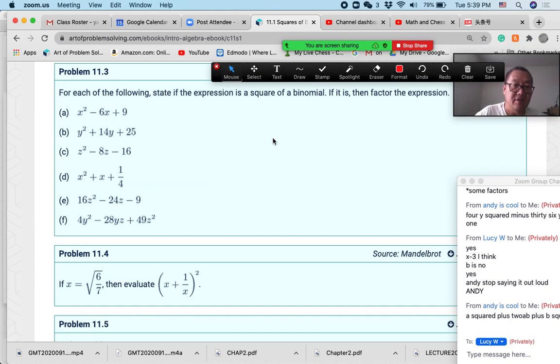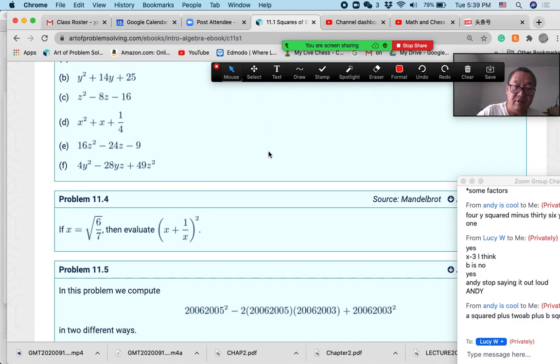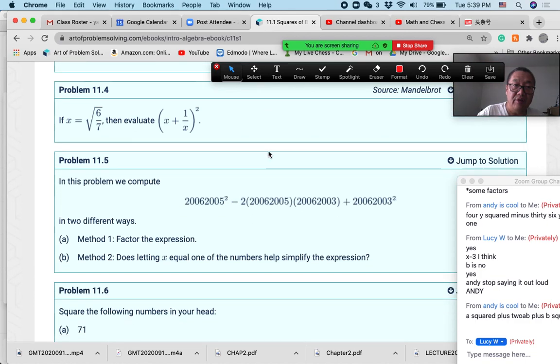Now let's see example 11.4. If x equals 6 over the square root of 7, then evaluate x plus 1 over x, parentheses, square. Okay, so everybody, I give you 1 minute. Try to solve this problem. Send me your answer in private chat. Don't talk.